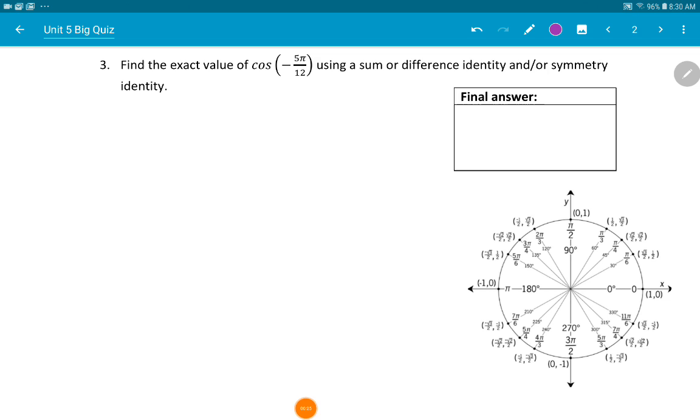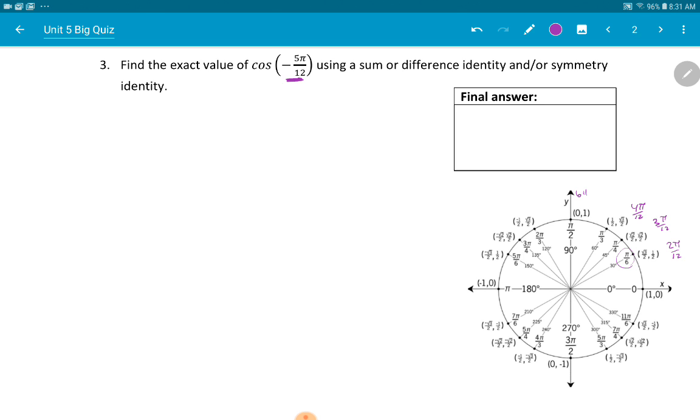I'm looking for two numbers that when I add them together or subtract them, I get negative 5 pi over 12. So it would be helpful if these angles were expressed in terms of a denominator of 12. For example, pi over 6 is 2 pi over 12. This is 3 pi over 12. This is 4 pi over 12. I don't have 5 pi, which is why we got to do this problem.